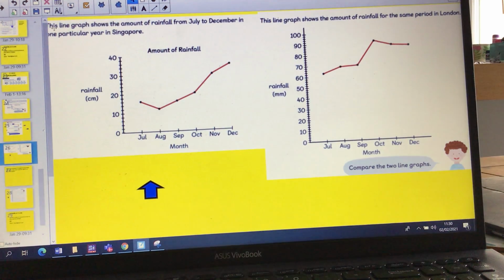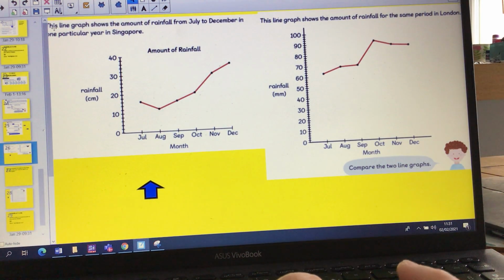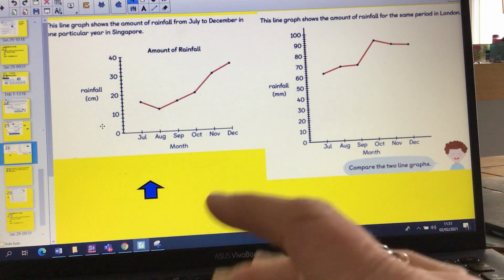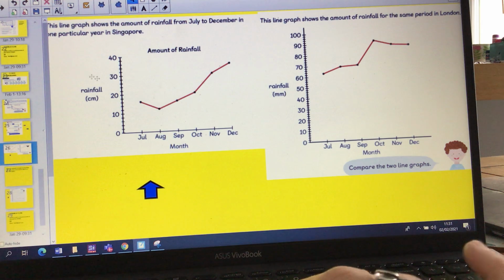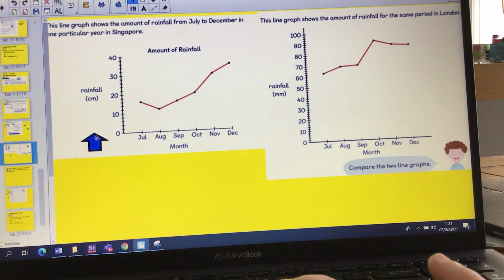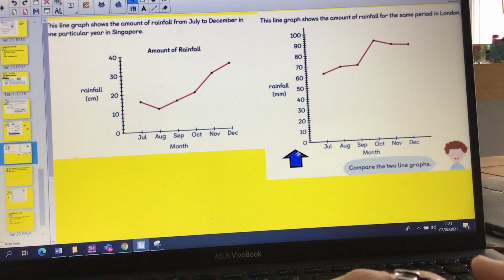Okay, now, one of the things you have to be able to do, and you can do with a line graph, is compare data. I've got 2 graphs here for you. This line graph shows the amount of rainfall from July to December in part of Singapore. And this line graph over here is rainfall in the same period of time but in London.